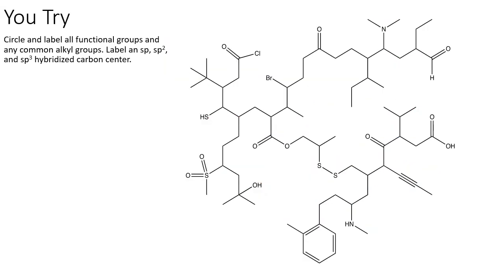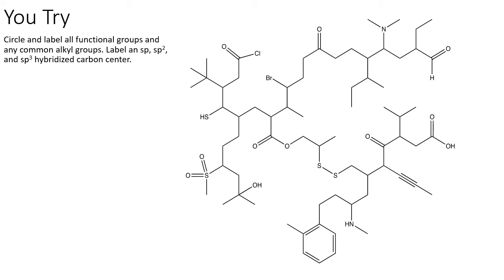Let's try one more example here. We're going to do the same thing we did last time, label all the functional groups. We'll find common alkyl groups, and then we're going to add one more component. We're going to label an sp, an sp2, and an sp3 hybridized carbon center. Okay, so let's start with the functional groups.